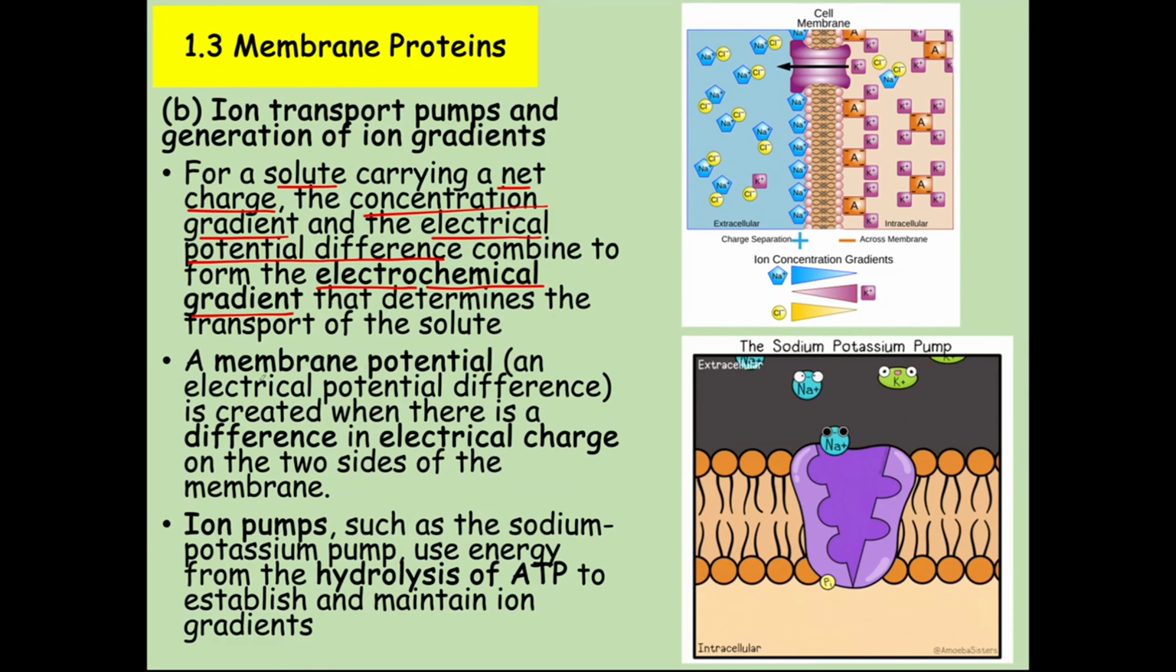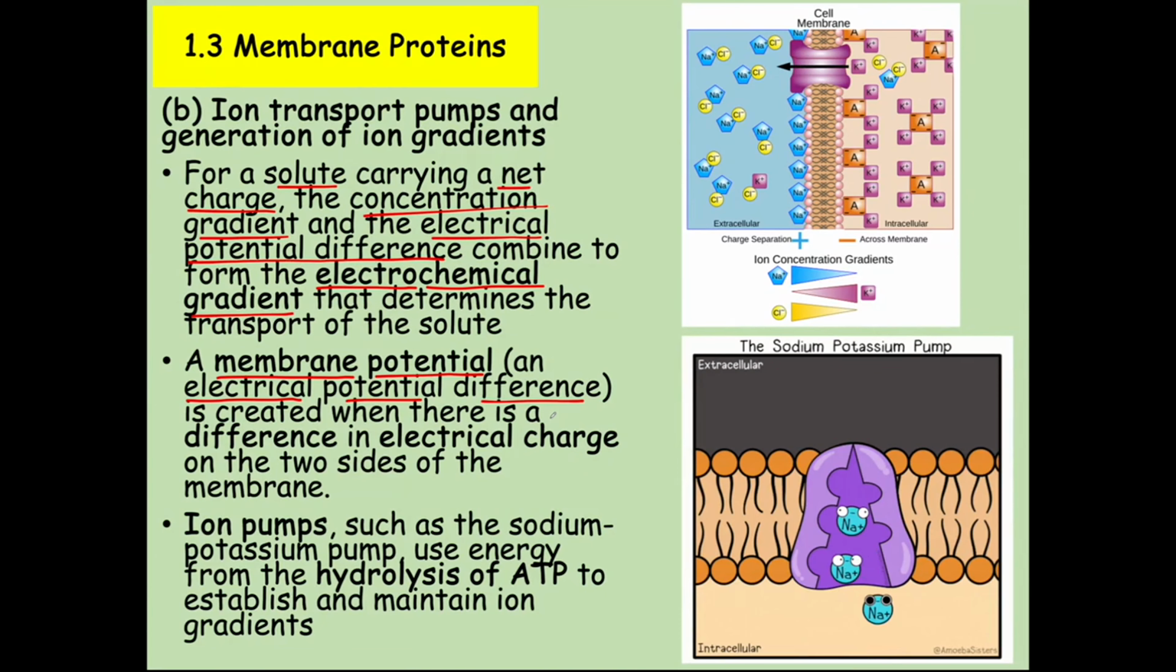Now, there is something called a membrane potential, and for those of you who have studied physics, you'll maybe have heard of a potential difference before. So an electrical potential difference. That's the difference in the overall charge on either side of the membrane. The membrane potential is created when there is a difference in electrical charge on the two sides of the membrane. All right, so if one side is more positively charged than the other side, then we will get a difference there, which we call our membrane potential. Okay, the difference in overall charge on either side of the membrane.